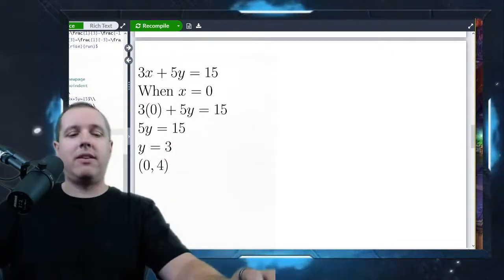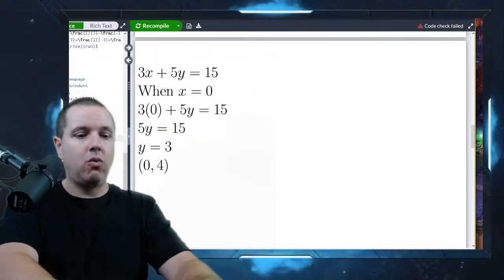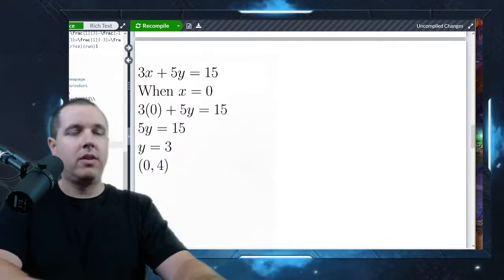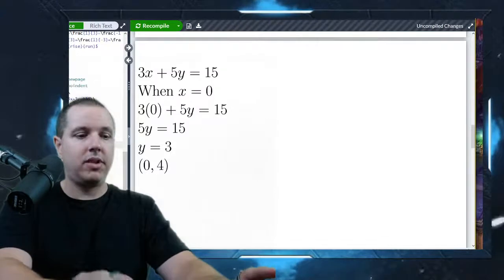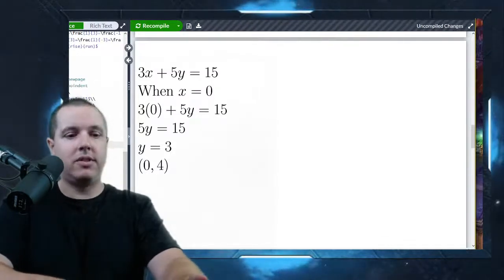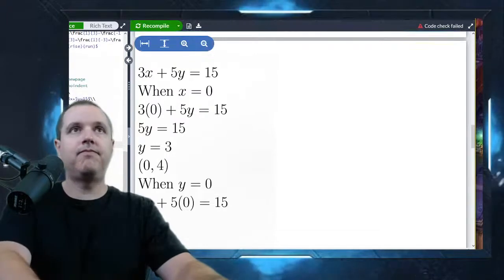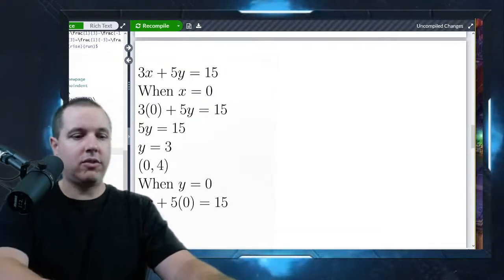Let's plug that in. So when y equals 0, then we get 3x plus 5 times 0 equals 15. So 3x equals 15.